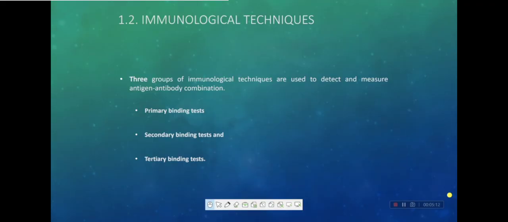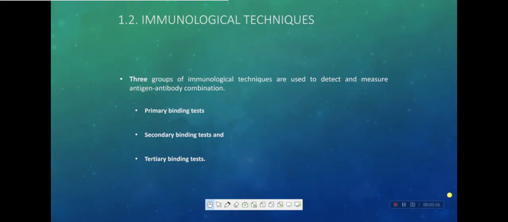The tests performed under the branch of serology are also called immunological techniques, because the immune system, antigens, and antibodies are involved in these types of reactions. Basically there are three types of tests usually performed in the immunological techniques. The first is the primary binding test, the second is the secondary binding test, and the third is the tertiary binding test. In this video, we are going to focus on the primary binding test only, and the secondary and tertiary binding tests we will cover in the next part of this video.